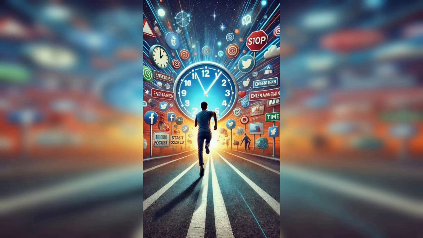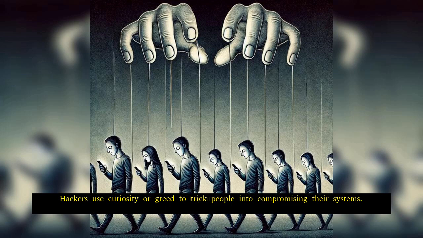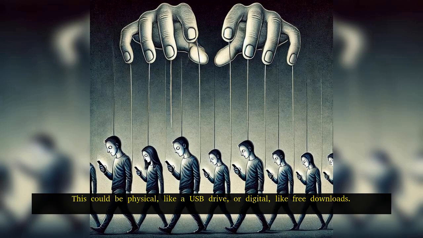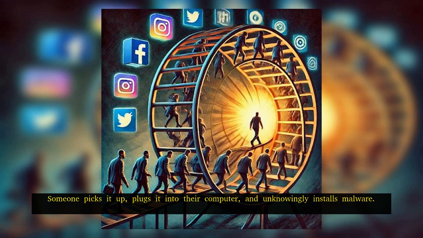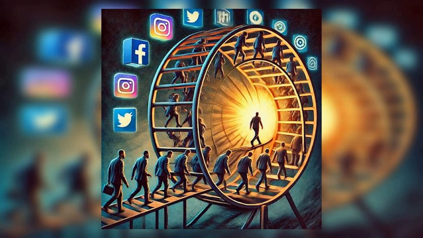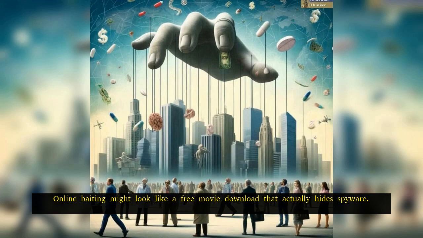4. Baiting. Explanation. Hackers use curiosity or greed to trick people into compromising their systems. This could be physical, like a USB drive, or digital, like free downloads. Example: a USB drive labeled Salary Report 2025 is left in the office parking lot. Someone picks it up, plugs it into their computer, and unknowingly installs malware. Online baiting might look like a free movie download that actually hides spyware.